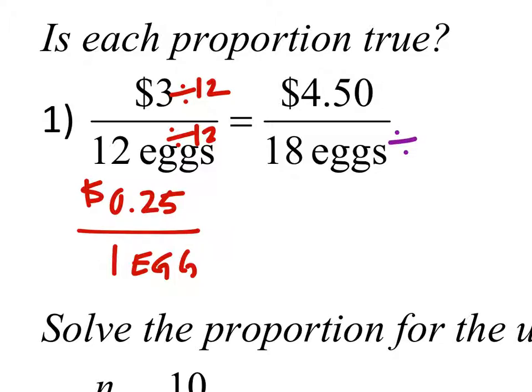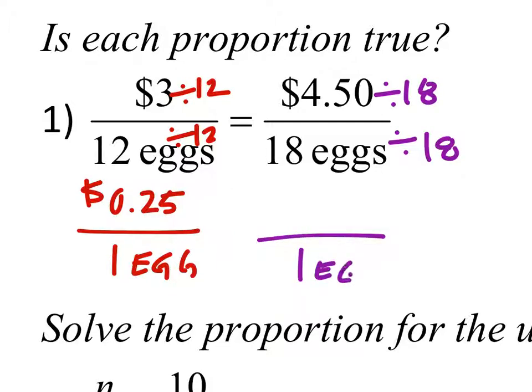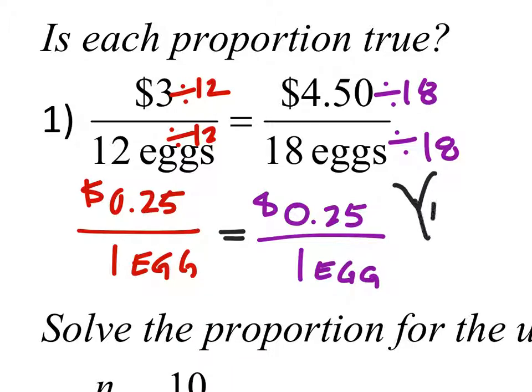And over here, we're going to divide this by 18. 18 divided by 18 is, again, 1 egg. 450 divided by 18, though, yeah, that's another 25 cents for an egg. So yeah, these are equivalent. So this is a proportion. Is each proportion true? Yes, this one is.